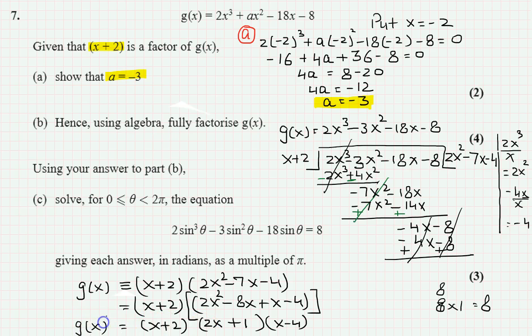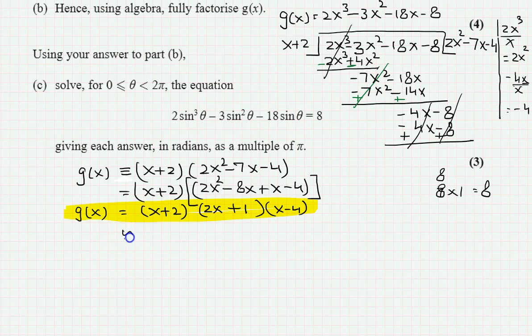So these are the factors of g(x), complete factors. So sometimes it can also be written as x plus 2, x plus half, and x minus 4. So these are the factors.